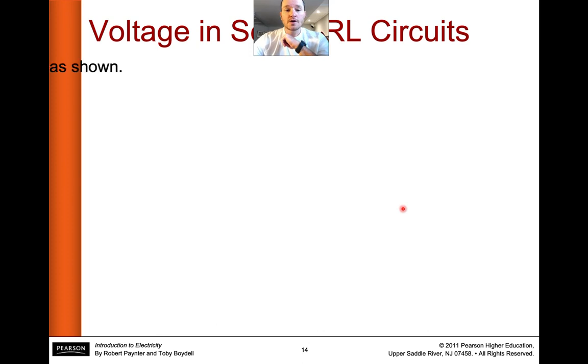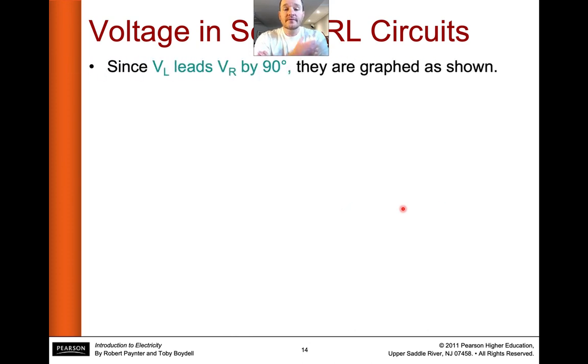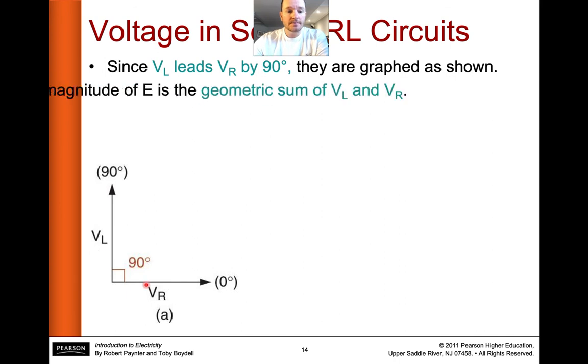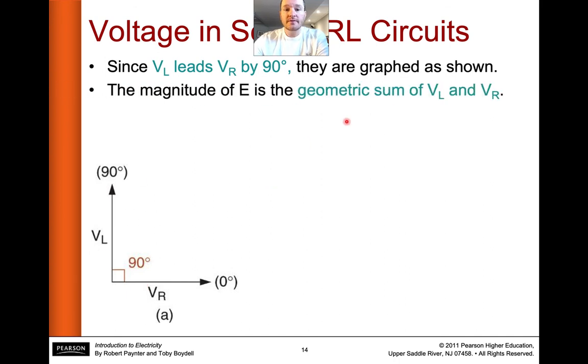Okay, so since VL leads VR by 90 degrees, they can be graphed like this. You guys know that I'm a big fan of these 90-degree angles, and we'll be talking about this a little bit later. We can graph our XL and our R the exact same way. So here's my VR, here is my VL. The magnitude of E is the geometric sum of VL and VR.